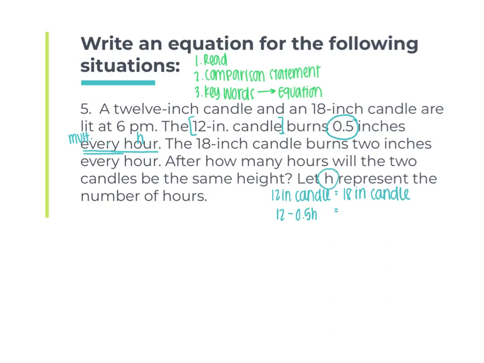For our 18-inch candle, it's going to start at a height of 18, and then it burns 2 inches every hour, again with the multiplication and the h for the hour. And again, we're thinking about a candle here, so it's not adding 2 inches every hour when it's lit. It is subtracting 2 inches every hour. And then we have our equation.